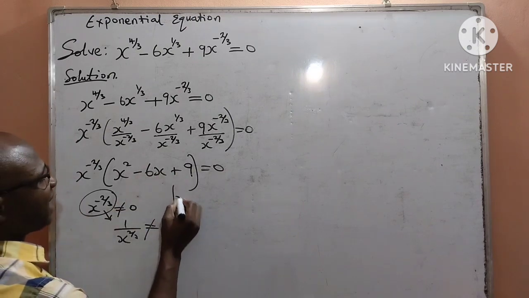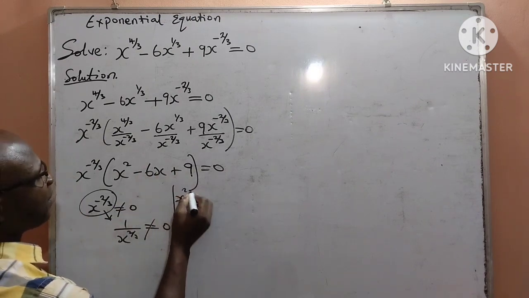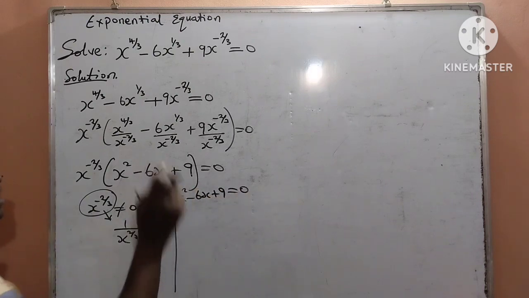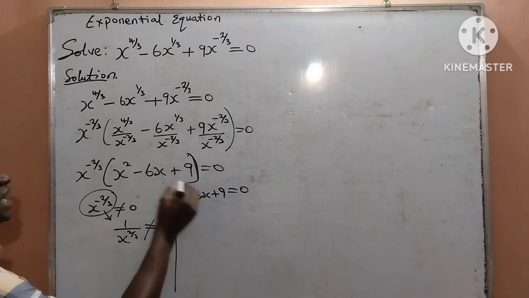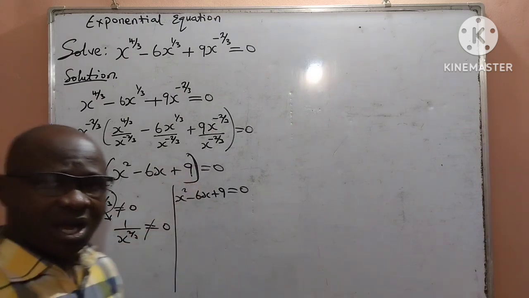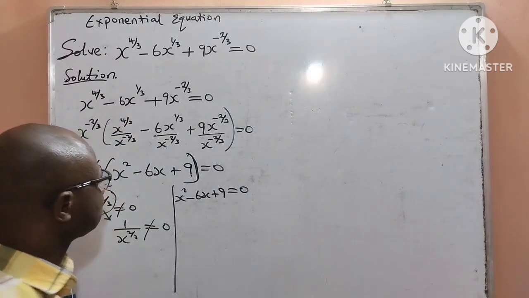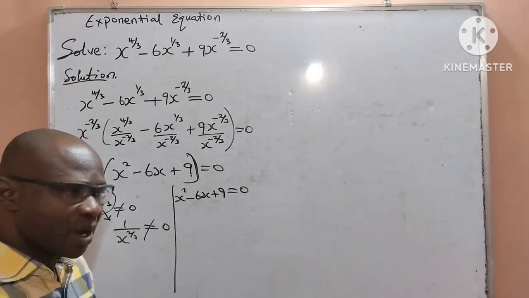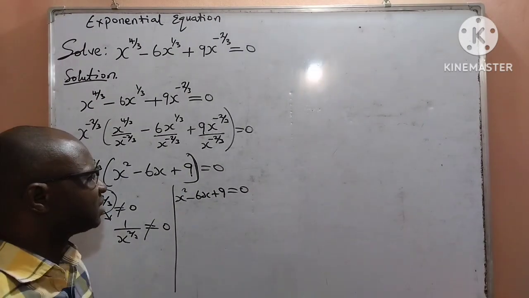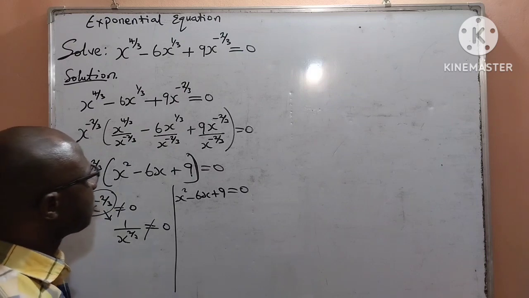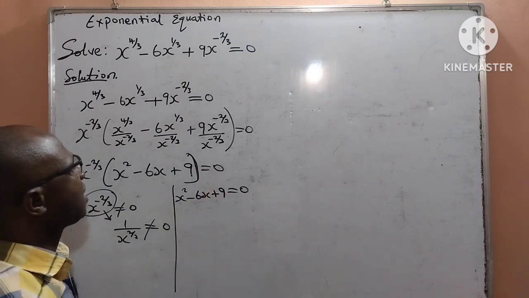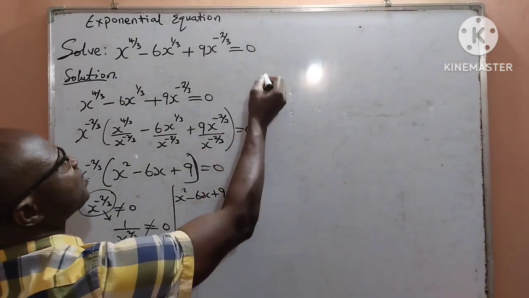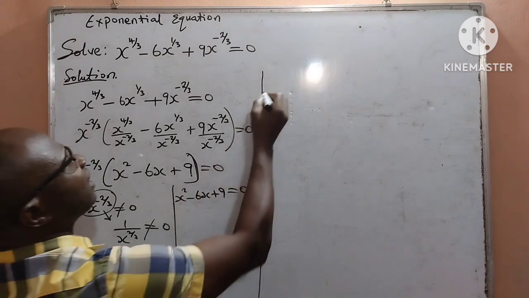Then inside the bracket I have x raised to the power 2 minus 6x plus 9 equal to 0. I now solve this. And looking at this, you can agree with me that this is a quadratic equation. We go by one of the methods of quadratic equation, where we have factorization, quadratic formula, completing the square, and so on and so forth. But let us go by factorization. It is easier.